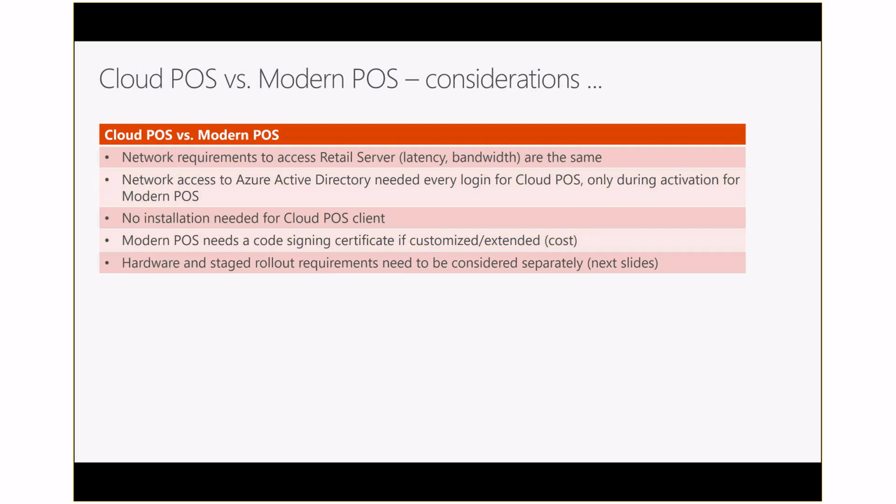Last but not least, hardware requirements and staged rollout requirements are important things to consider. Staged rollout, for example, would be if a small bug fix needs to be rolled out. I have the opportunity to update only 5 terminals for Modern POS to the new version, make sure everything works, and then move over the rest. That's a little tougher to do with Cloud POS because we have a single server deployment here.